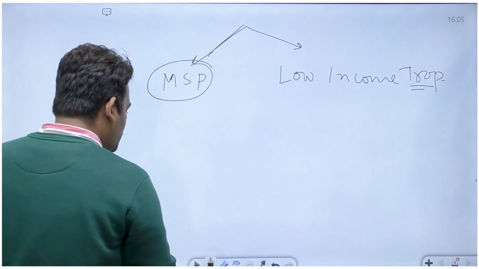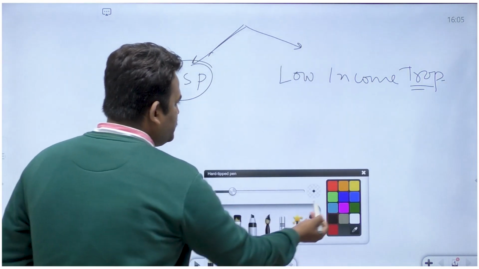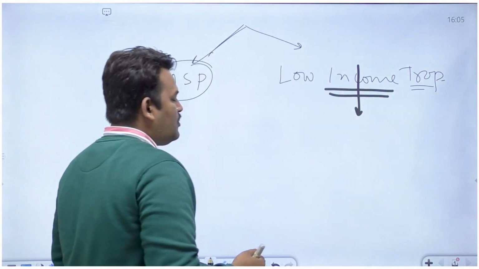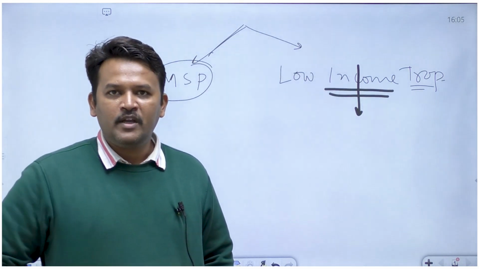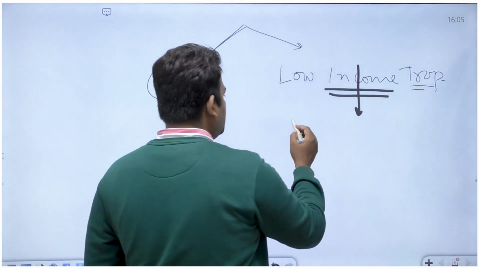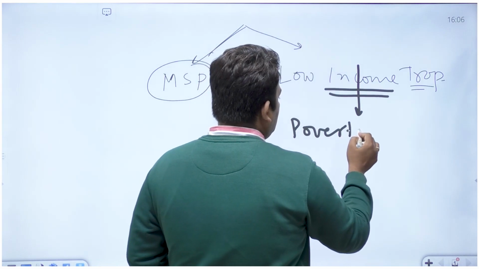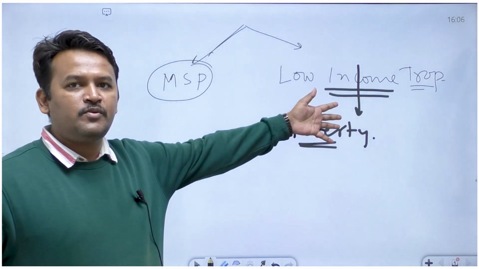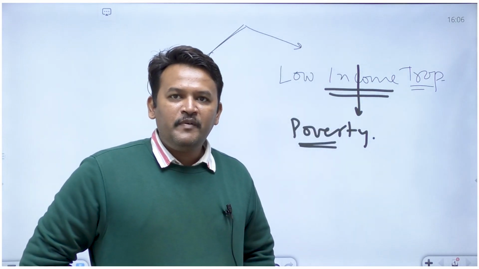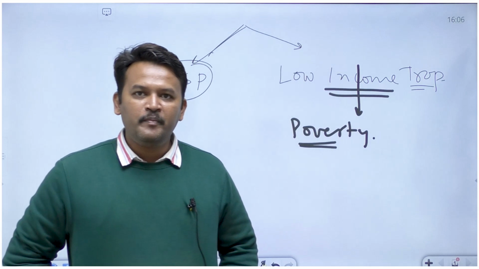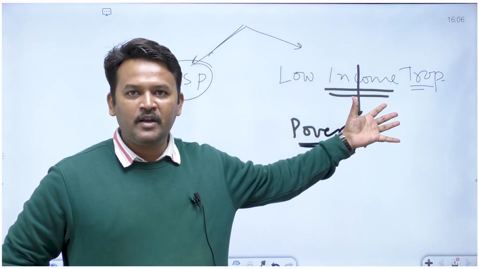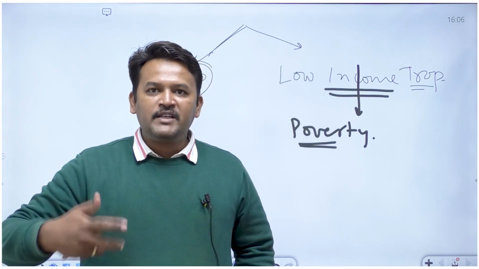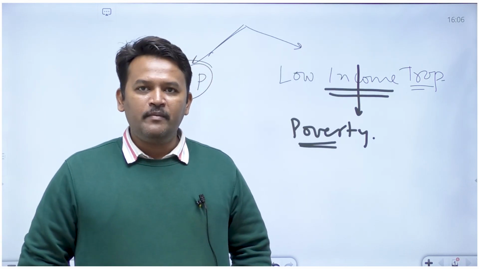Why low income trap? Farmers are unable to produce as much income, or they are unable to produce a sustainable income, and because of that there is persistent poverty, right? Persistent poverty can be observed in the farming sector. So it is a major issue in front of India. When we consider overall poverty figures, a major chunk goes to these farmers, right? And they are not able to earn a maximum amount of money from farming, right?